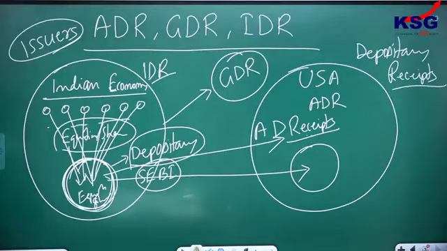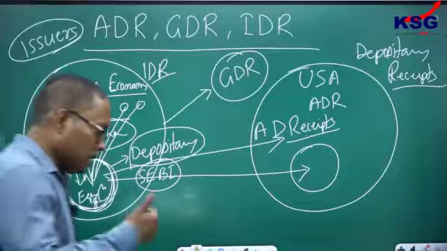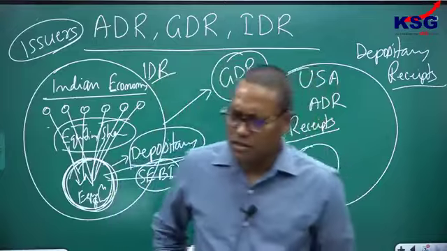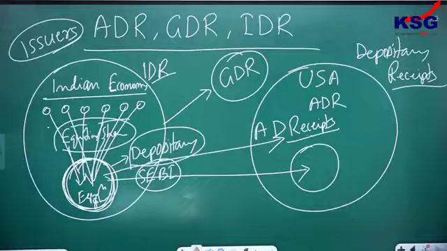Full stop. In general, when an Indian company issues in other countries, it is known as GDR, Global Depository Receipts. Write one more line, change the para.